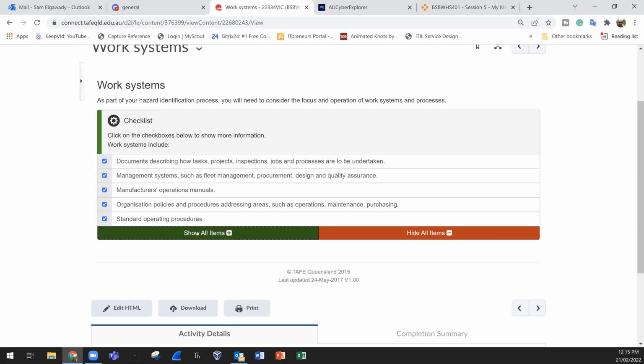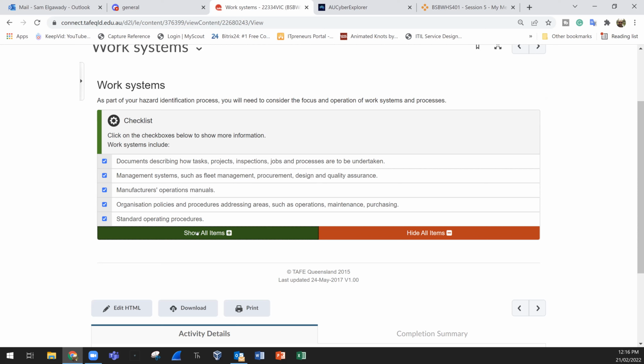So management systems like fleet management, procurement, design, and quality assurance. We need to have these systems in place for warranty purposes, for an issues log, so I can know this machine had some issues before, or this person had some issues before. So I can use these log files, these systems, this documentation to reduce the risk.